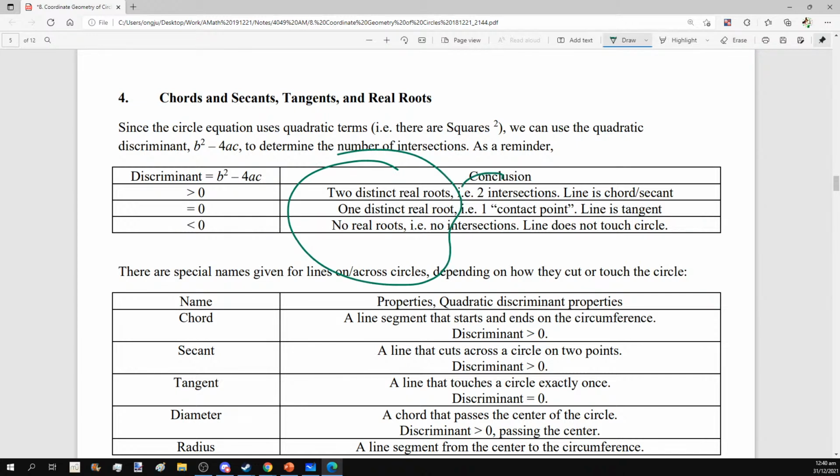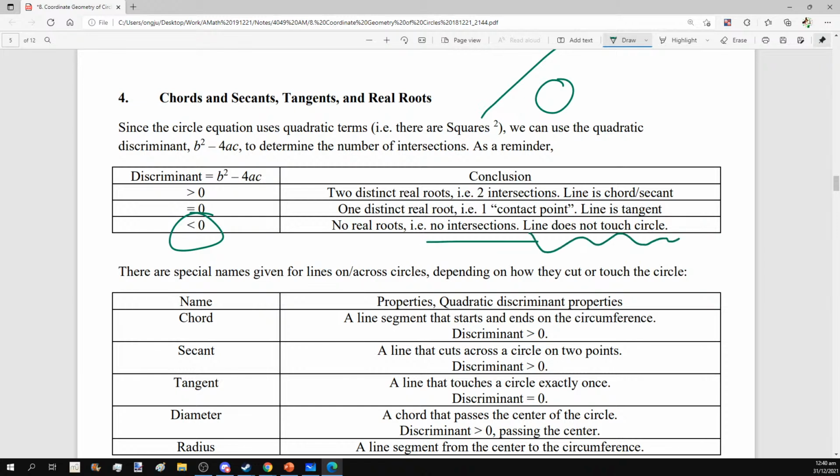And this will determine the number of intersections between the line and the circle. For example, if I have a circle like this and the line is floating above, then after using substitution, I should expect the quadratic discriminant to give me a negative number. Why is it a negative number? Because if it is floating above, then there are no intersections, i.e. the line does not touch the circle, and because there are no intersections, there are no real roots to the simultaneous equations.